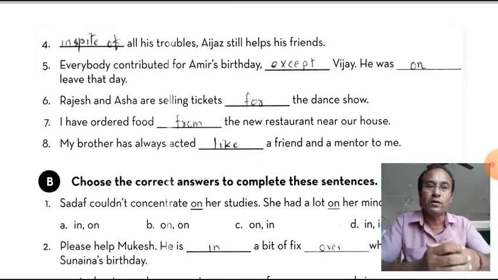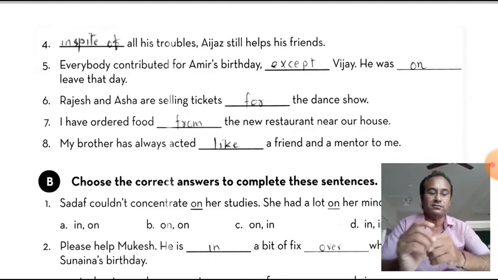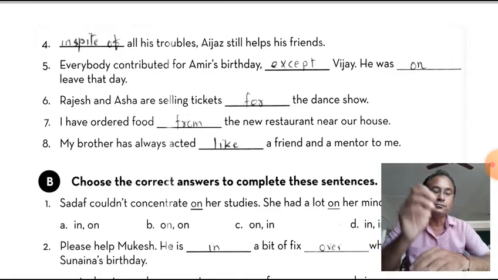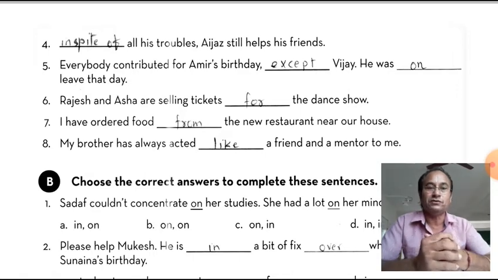My brother has always acted like a friend and mentor to me. It means a comparison of friend and mentor. So as and like are used for comparisons. Now let's see part B.